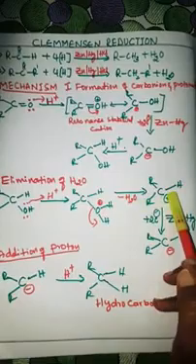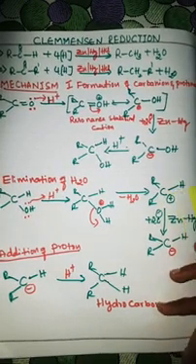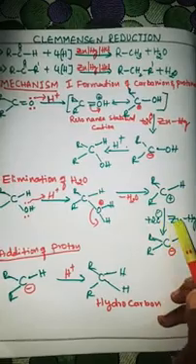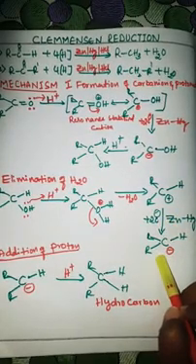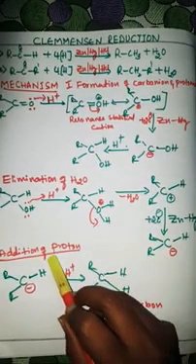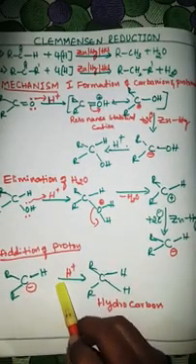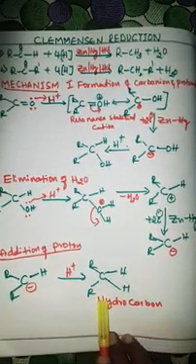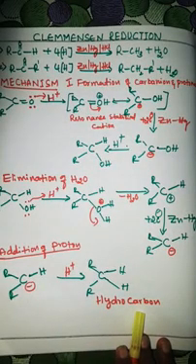There is a formation of the carbocation. This carbocation reacts with the zinc amalgam, or amalgamated zinc, and there is a formation of the carbanion intermediate. The last step is the addition of a proton. This carbanion reacts with the proton, and there is a formation of the hydrocarbon. This is the mechanism of the Clemmensen's reduction.